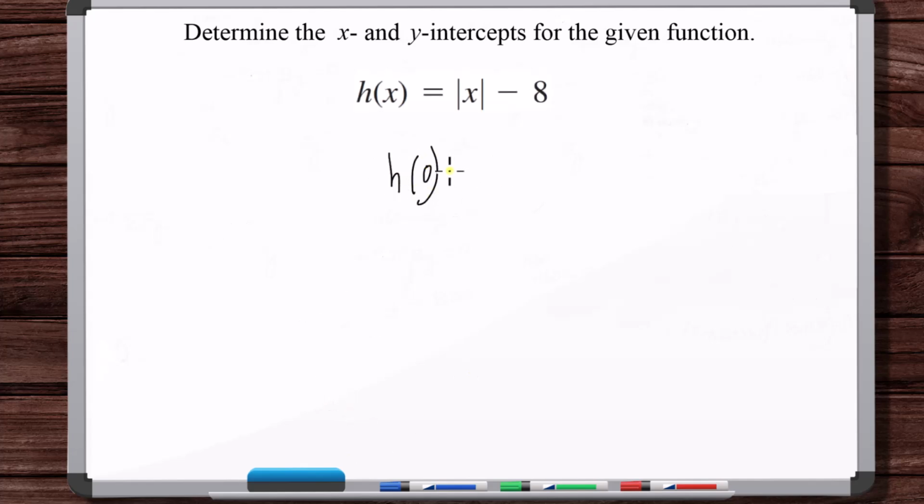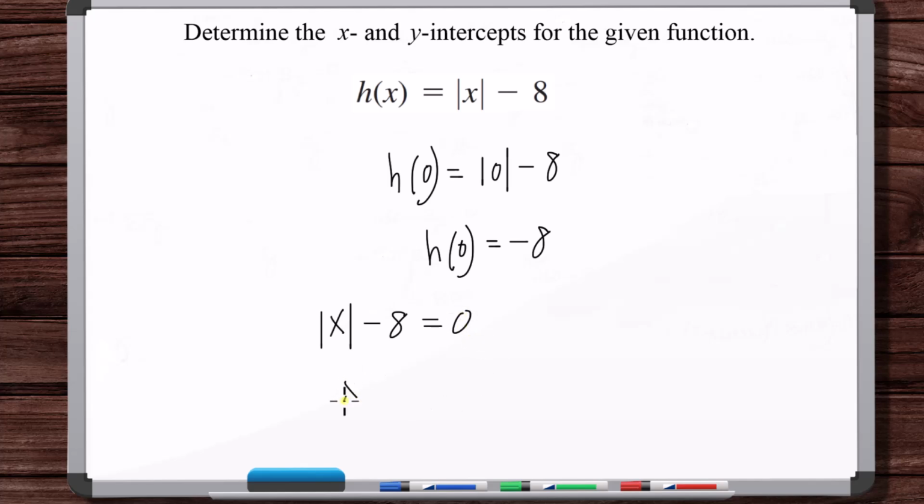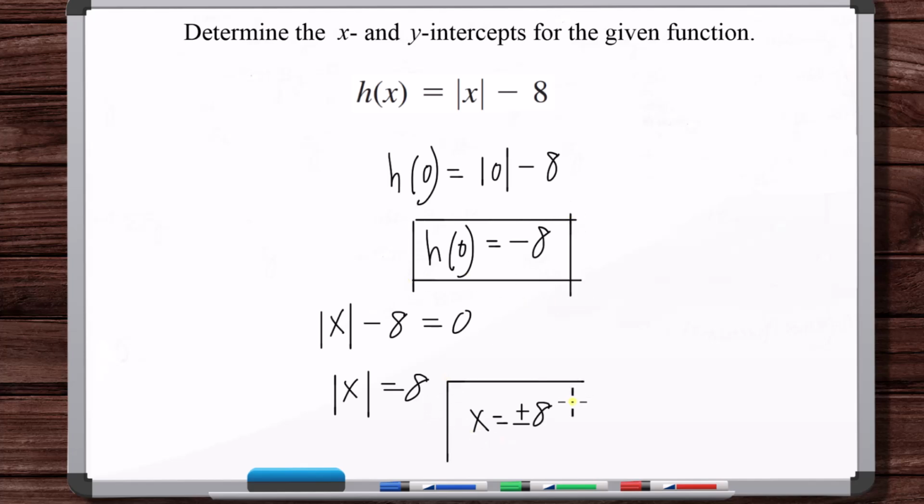Okay, let's get the y-intercept. So just h of 0, there's going to be one value here. That's minus 8. For the x-intercept, we're setting the function equal to 0 and solving for x. So the absolute value of x is equal to 8. We know that there's going to be two values here. x is equal to plus or minus 8. So there we go, there are two x-intercepts, and there's always going to be one y-intercept for a function.